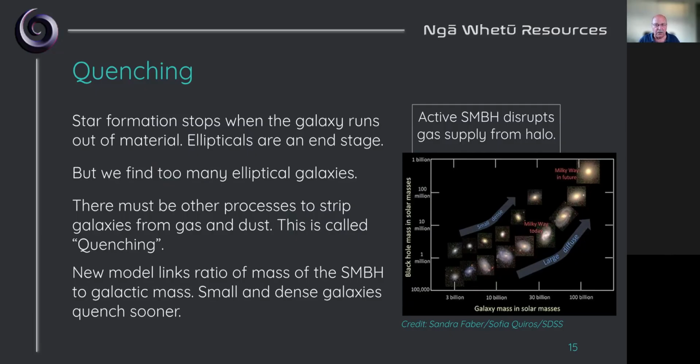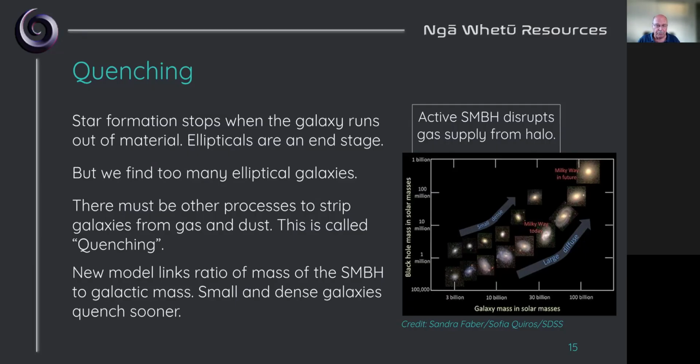The reason that there must be something like that is that we find far too many elliptical galaxies. If you think about the evolution of the universe and the ages of the different galaxies, there is something that's not right, that we can only explain if there is a mechanism, or maybe more mechanisms, in which galaxies can actually lose that valuable material, dust and gas, out of which stars form.